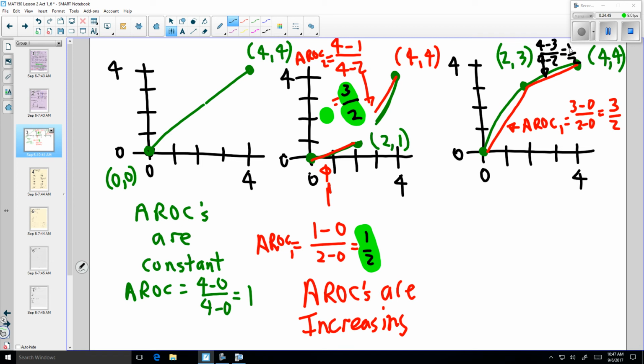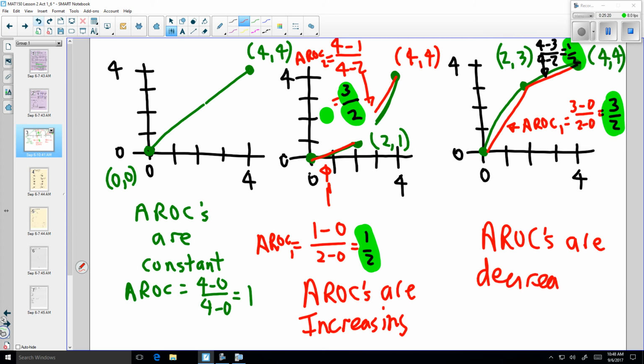And so that's our AROC 2. And definitely this first AROC is much larger than the second. And so in this case, AROCs are decreasing. They're becoming less positive. To become less positive is to become more negative. So you kind of have to look at it that way. Becoming less positive is becoming more negative.